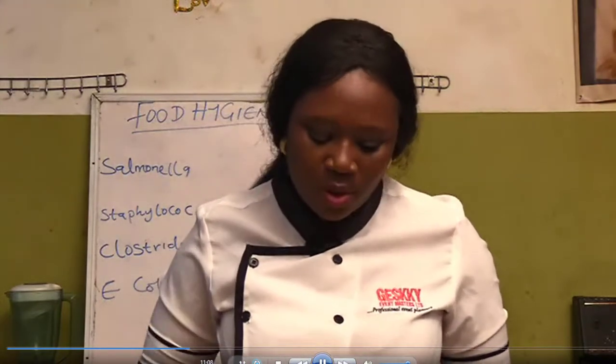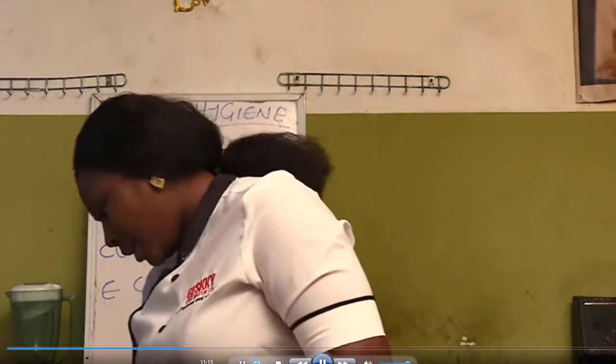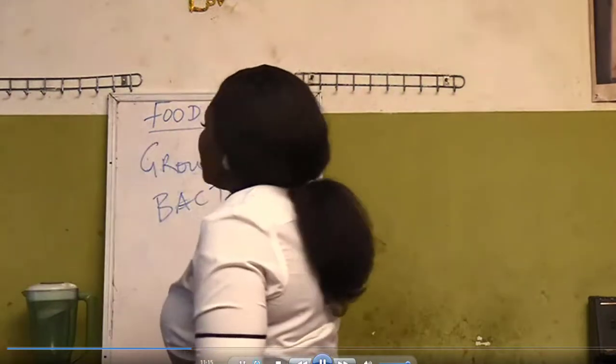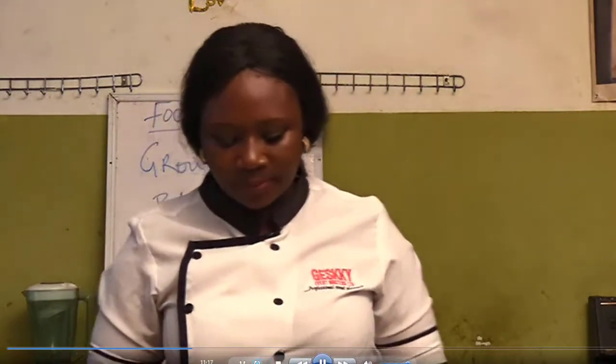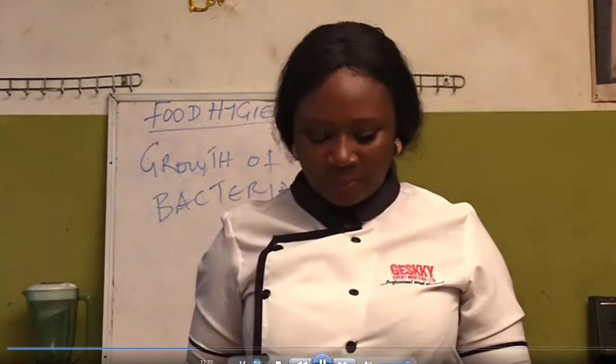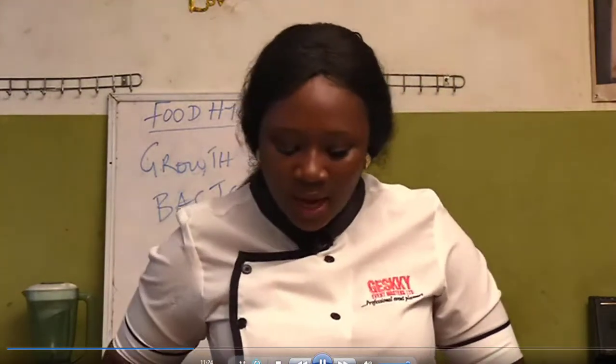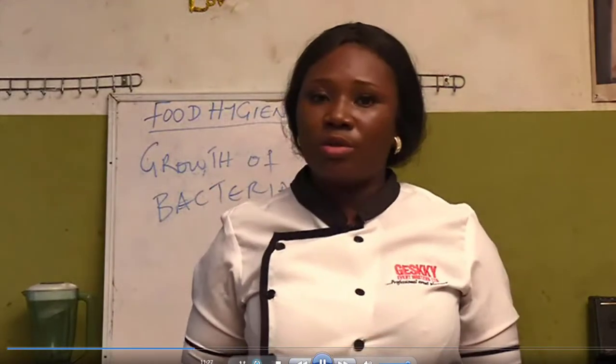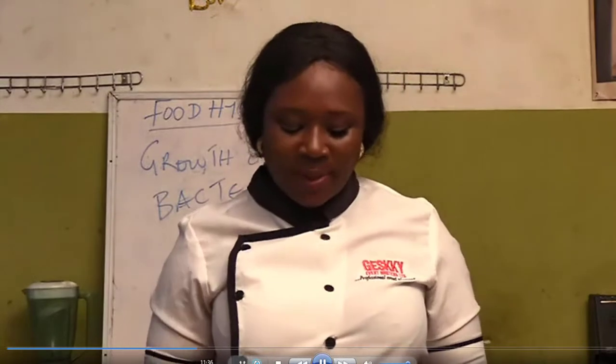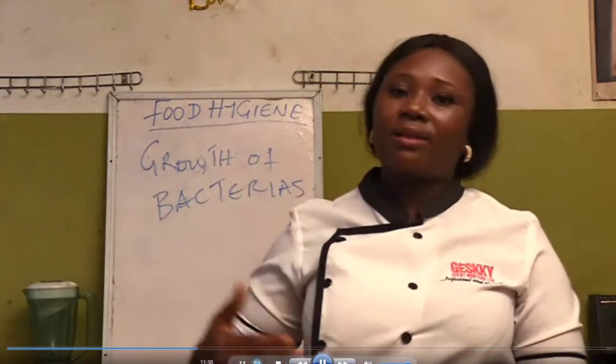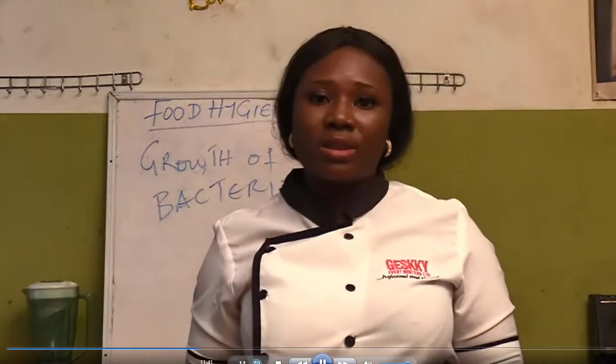Okay? Now, we want to talk about growth of bacteria. How do these bacteria grow? Bacteria multiply by splitting in half under favorable conditions for growth. If they have a conducive environment where they eat and grow, they multiply. And when they want to multiply, they multiply in thousands and in millions.